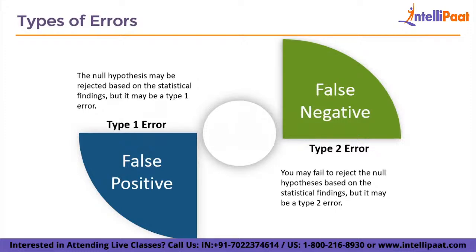So what happens in type 2 error? You may fail to reject the null hypothesis based on the statistical finding, but it may be a type 2 error. So even though the test results say that you don't have dengue, but you know that you are having dengue, so this is the type 2 error. And in the case of type 1 error, the test result says that you are having dengue, but you actually don't. So these are the two types of errors, that is type 1 error and type 2 error.